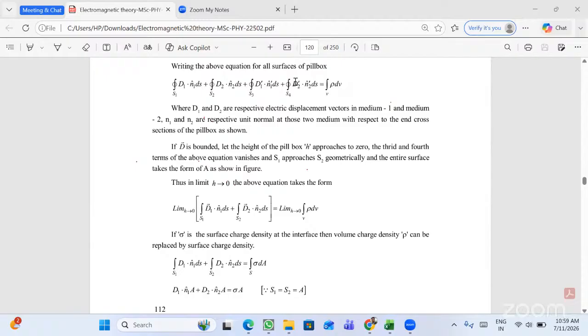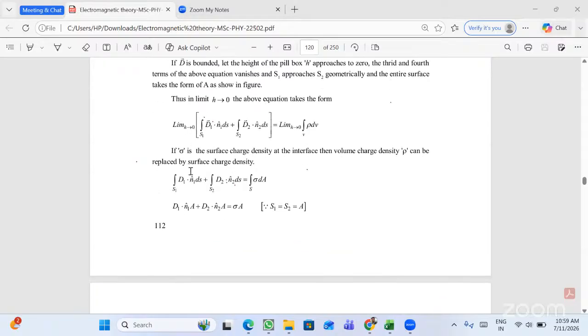So on the LHS, these two terms are going to be equal to 0, and on the RHS, this value is also going to be equal to 0. That is what we have written here. As the limit tends towards 0, this value remains here, and the S3 and S4 values will be 0.